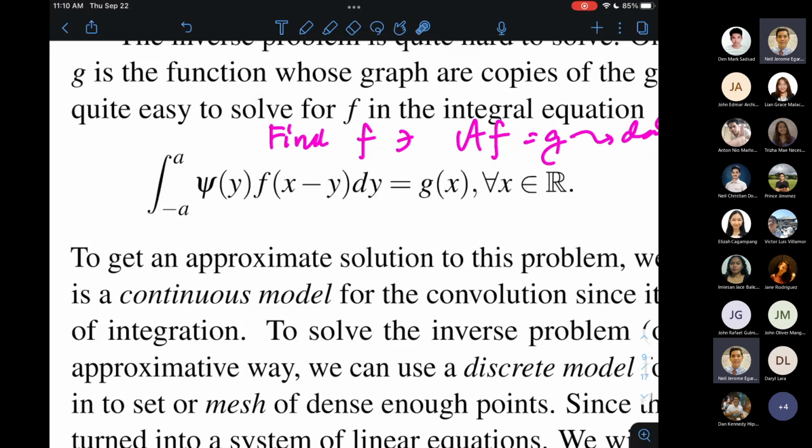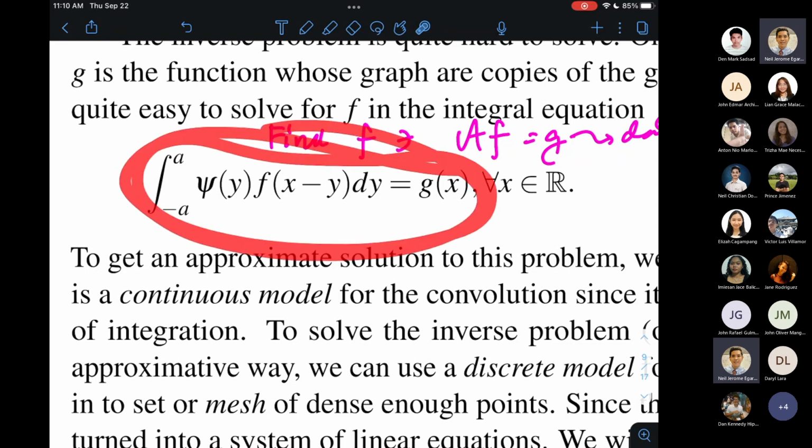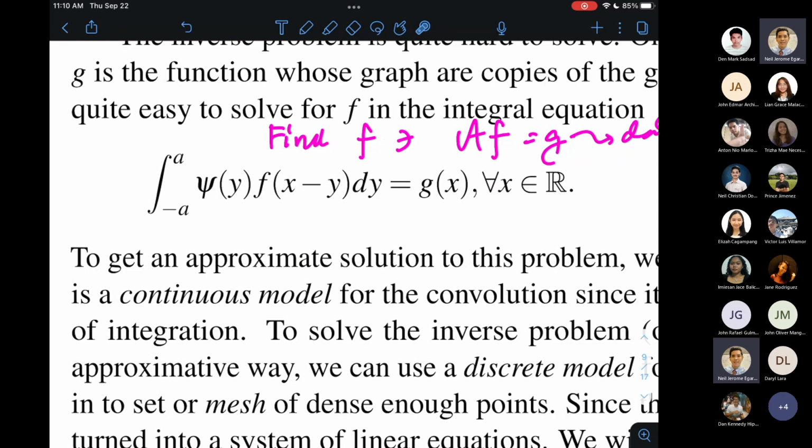Unang-una, malaking problema to kasi function f yung hinahanap natin. Tapos nasa loob pa siya ng integral. At hindi lamang siya nasa loob ng integral, meron pang nakamultiply sa kanya na komplikadong function psi. So question is, how do we solve for f in this integral equation?